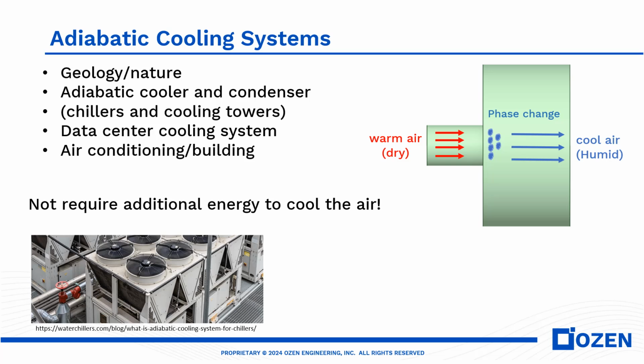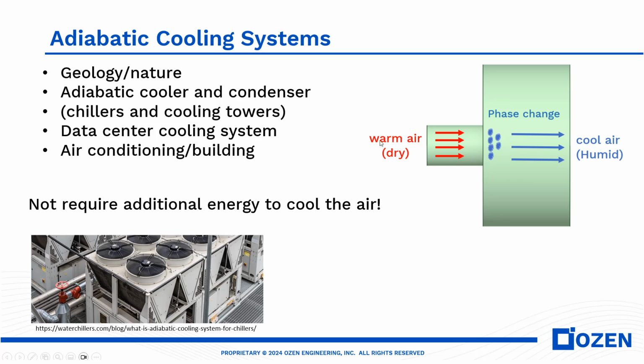Adiabatic expansion is not only in industry, it also happens in geology and nature, specifically when the air expands as it goes up, the pressure drops and the temperature drops, so it is cold. And for example, for air conditioning in buildings and also for cooling systems in data centers, we can use this adiabatic cooling for adiabatic chillers and cooling towers.